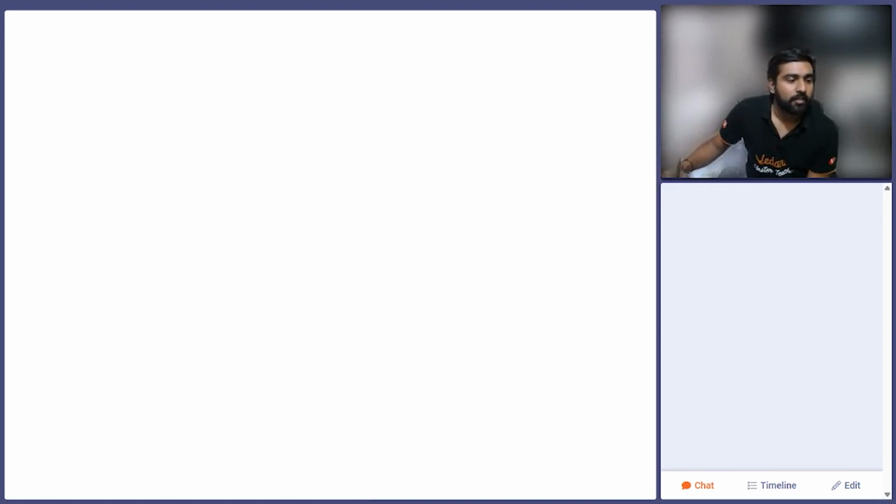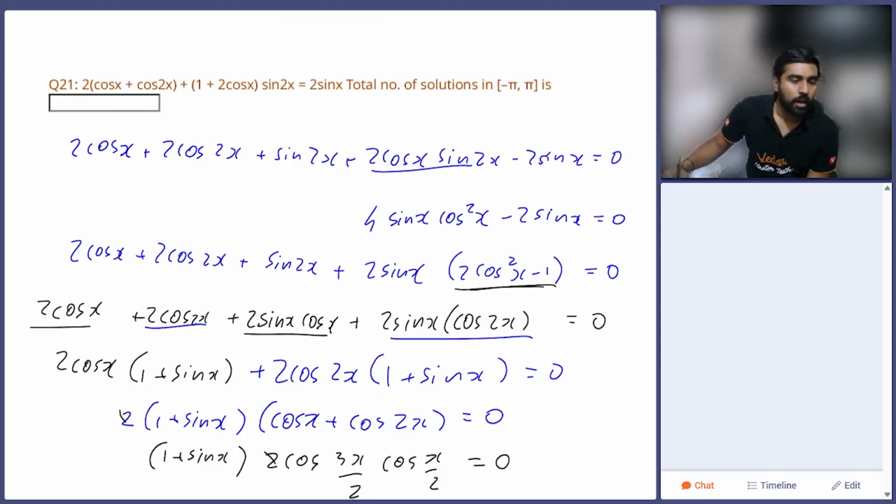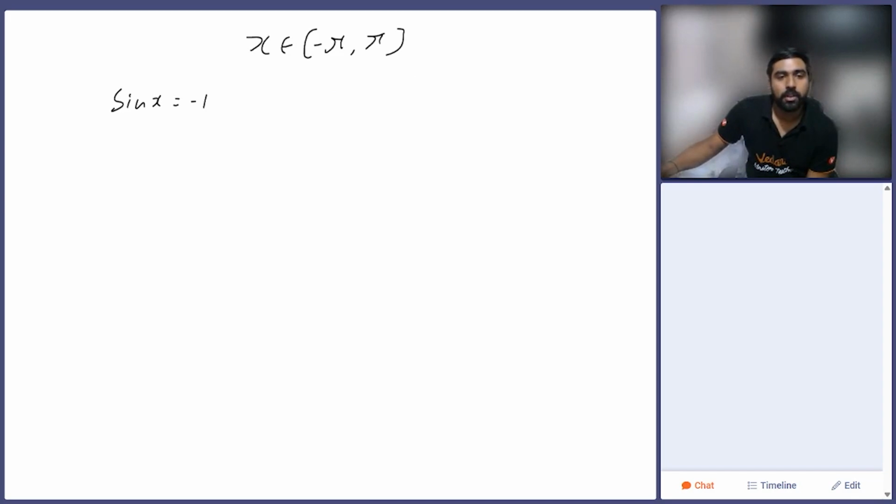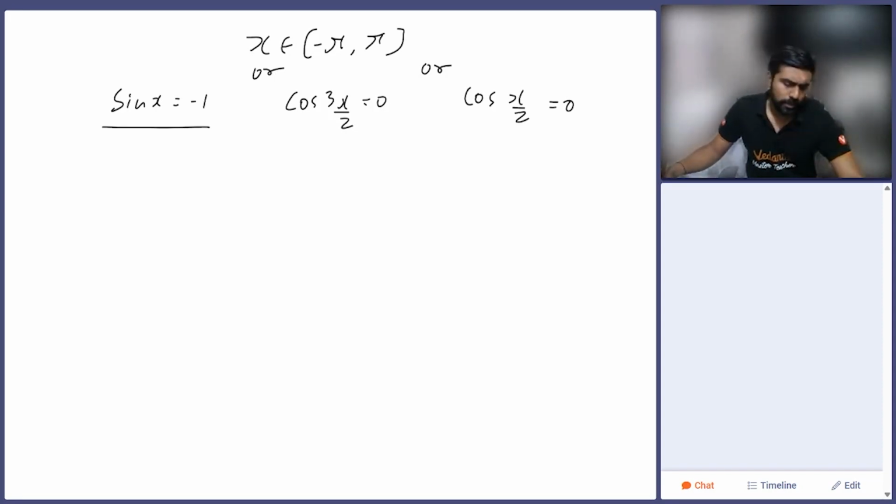You have 1 plus sin x equal to 0 would mean that sin x equals to minus 1, or cos 3x by 2 equal to 0, or cos x by 2 equals to 0. So sin x equal to minus 1, there's only and only one single solution between this value, that is x equals to minus pi by 2. Cos 3x by 2 equal to 0. Now see, you could use the general solution, all of that works.